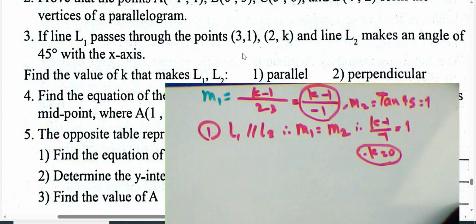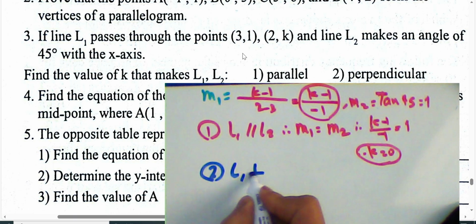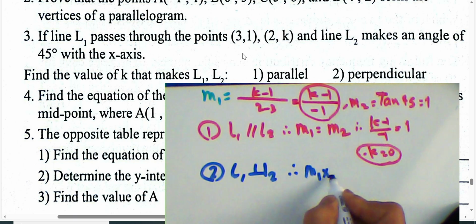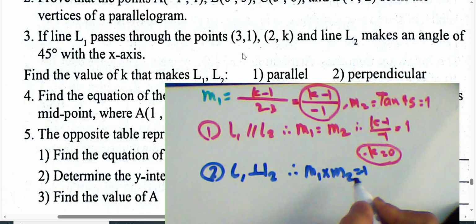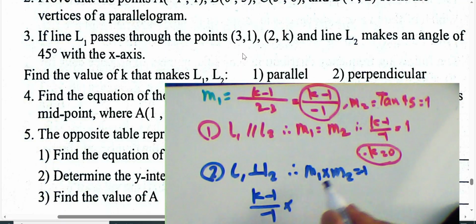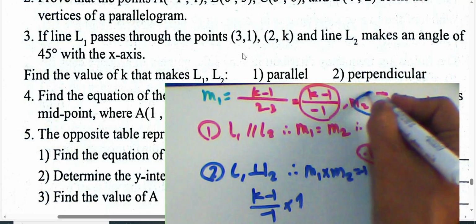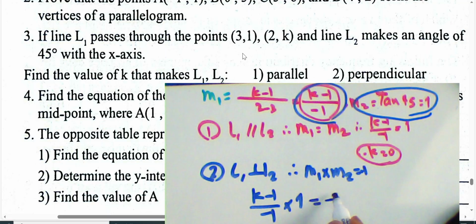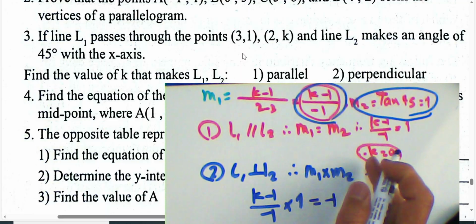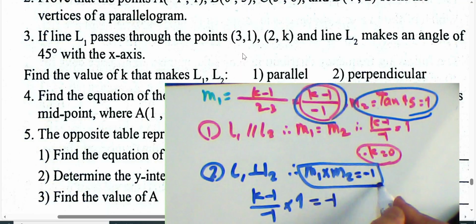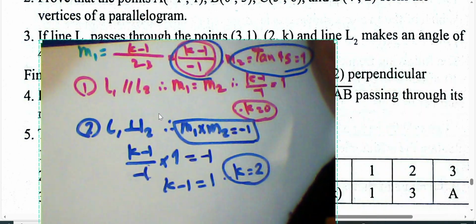They are perpendicular. L1 perpendicular to L2 means slope 1 times slope 2 equals negative 1. Slope 1 is k minus 1 over negative 1, multiplied by slope 2, which is 1. Because they are perpendicular, the product of the two slopes is negative 1. Then k minus 1 equals negative 1 times negative 1, which equals 1. Then the value of k equals 2. The value of k here equals 2, okay?